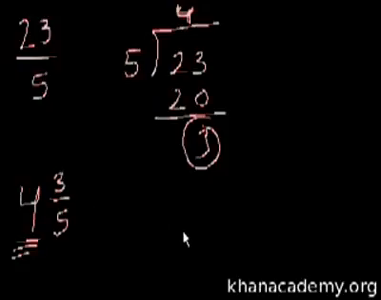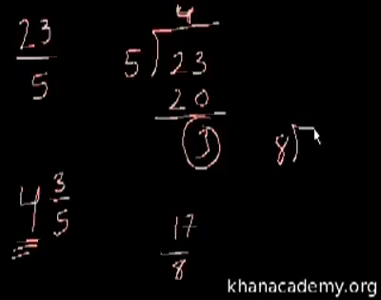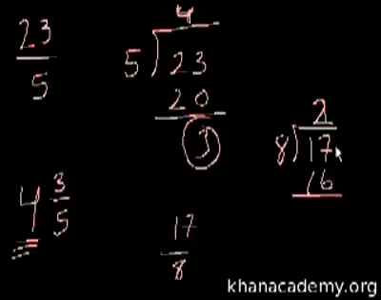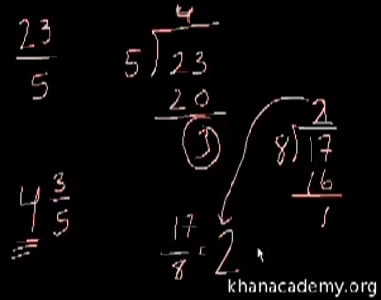Let's do another example like that. Let's say 17 over 8. What does that equal as a mixed number? You can actually do this in your head, but I'll write it out just so you don't get confused. 8 goes into 17 2 times. 2 times 8 is 16. 17 minus 16 is 1. Remainder 1. So 17 over 8 is equal to 2, that's this 2, and 1/8, right? Because we have 1/8 left over.